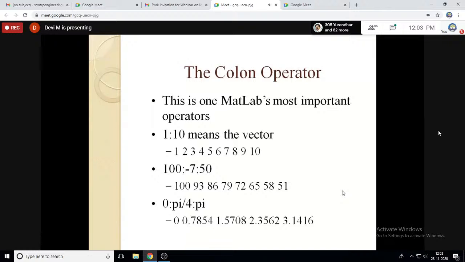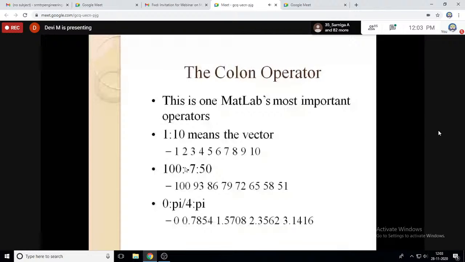So this is the colon operator. This is the most important operator in MATLAB. Why is it called the most important operator? For example, if you need to get data from 1 to 1000, instead of typing 1, 2, 3, 4, etc. up to 1000, you can just give it as 1 colon 1000, which means take the value starting at 1 and ending at 1000. So the colon operator, I have given some examples.